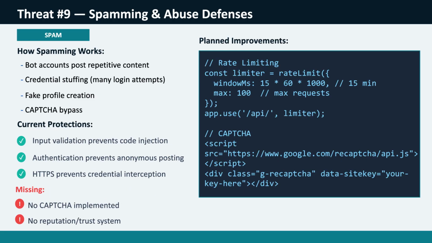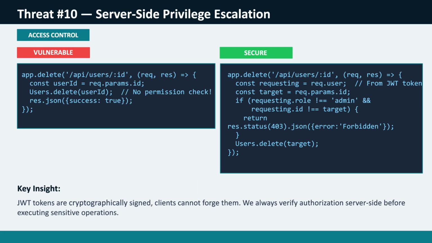Spamming is less about security breach and more about service abuse. An attacker could create many bot accounts and spam the platform. We prevent basic spam through authentication and input validation, but we lack robust defenses like CAPTCHA and reputation systems. For a production platform, we will add these features. The code examples show how CAPTCHA and rate limiting can be implemented with popular libraries.